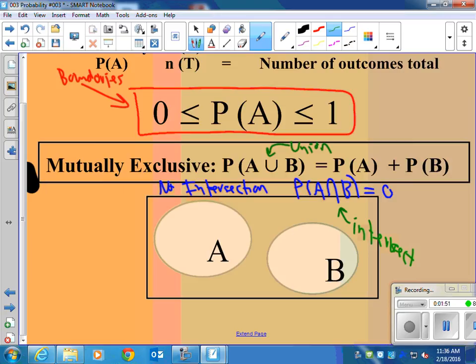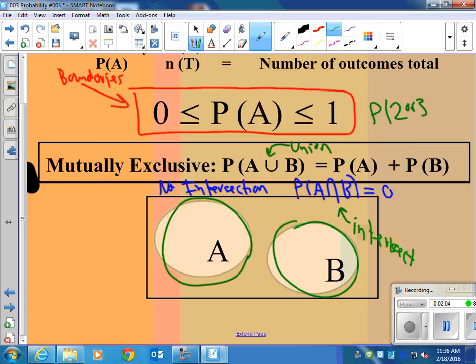So if we're looking at the union of A and B, the union is just the probability of A happening plus the probability of B. What's the probability of rolling a 2 or a 3? Well, 2 is 1 out of 6, 3 is 1 out of 6, and we add those together, you get 2 out of 6. Is it possible to roll a 2-3? No, there's no such thing as a 2-3. So there's no intersection here, so we can add these up.